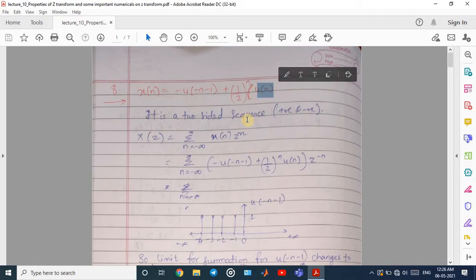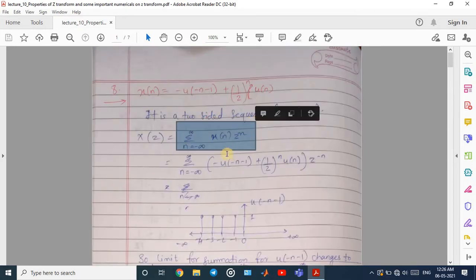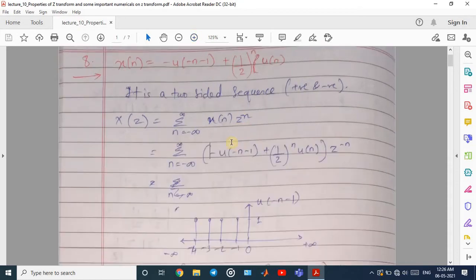Now we are going to see how we can solve these kinds of signals and plot the region of convergence of this signal. First of all, write down the formula for Z transform. This is the formula for Z transform. In the next step we have to input the values of x of n. Just write it down as it is. This is your x of n and z to the power minus n as it is.